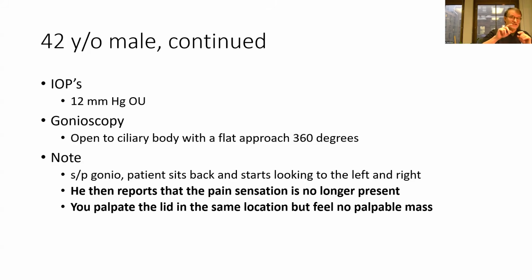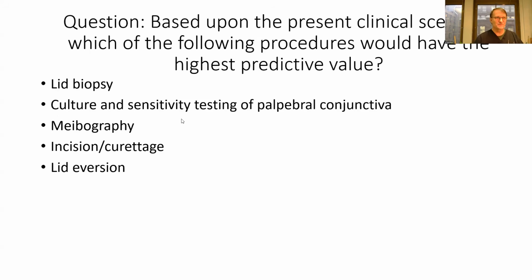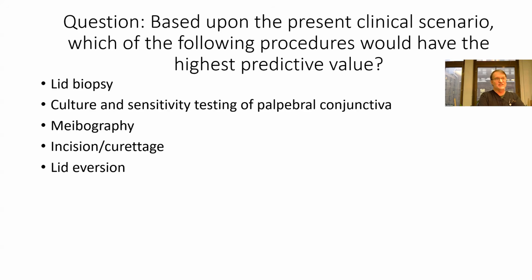So I finally get around to palpating his lid, which I should have done a long time ago, and there's no palpable mass there whatsoever. So throwing it to the group, based on this change of events, what procedure would you do that would have the highest predictive value? The group, the most common answer was lid eversion.